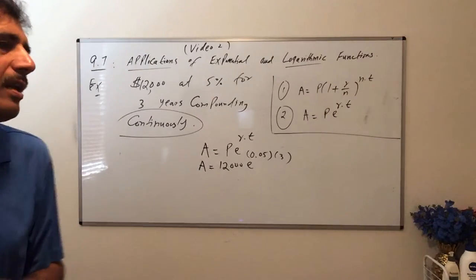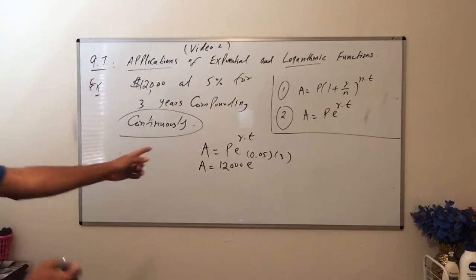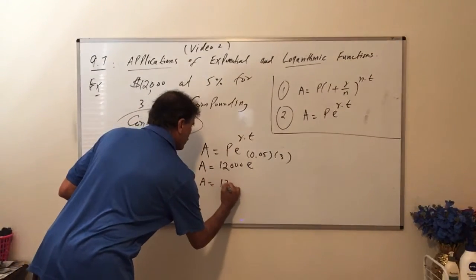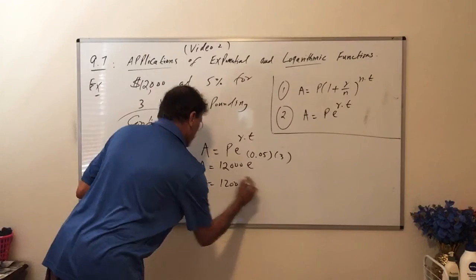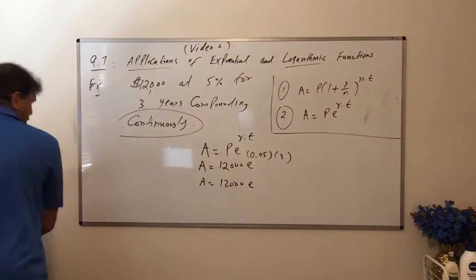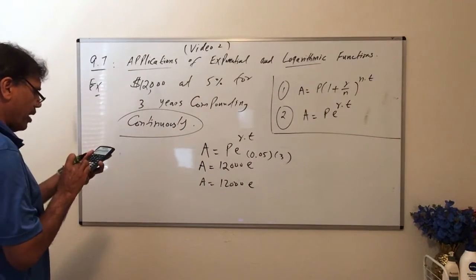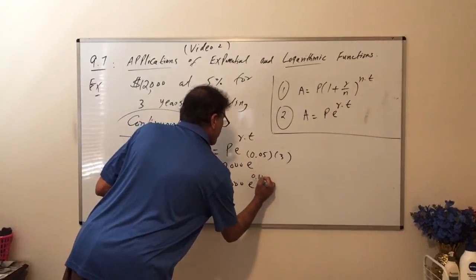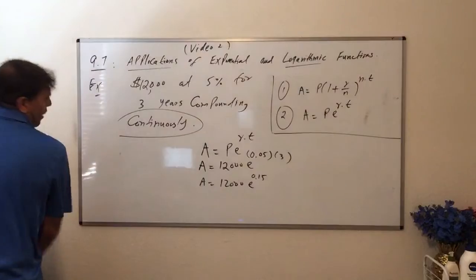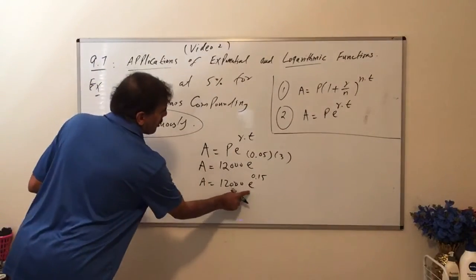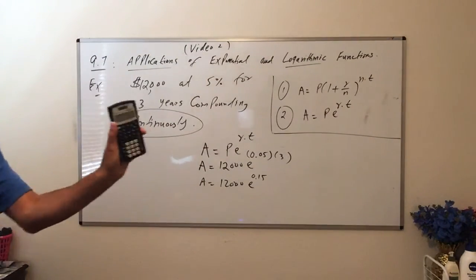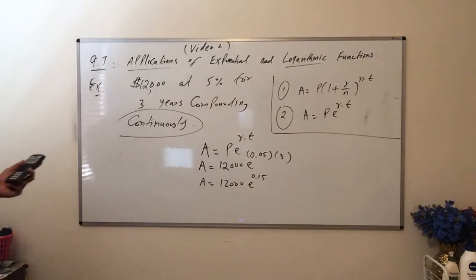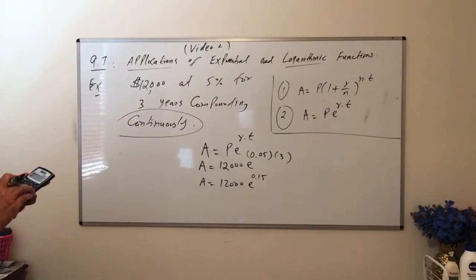So now, it's the same thing. We need to find the exponent. So multiply these numbers first. So let me show you. So here is the A equals 12,000 e to the power. Well, then make sure, careful here, 0.05 times 3 is 0.15. Well, then order of operation, you cannot multiply. You're going to use the E function from your calculator. So the power is 0.15. So let's do it. Then you multiply by 12,000.